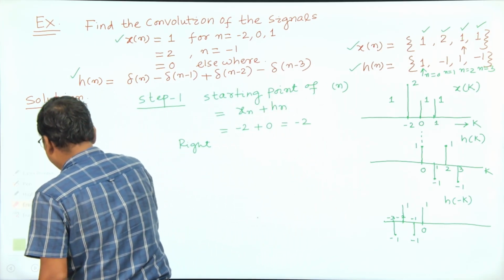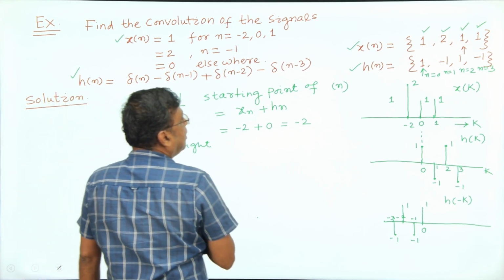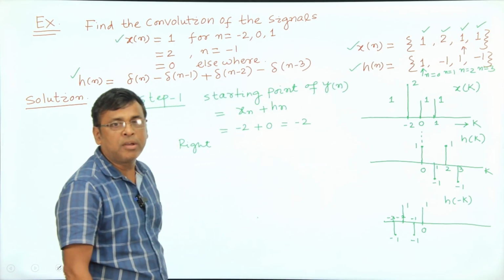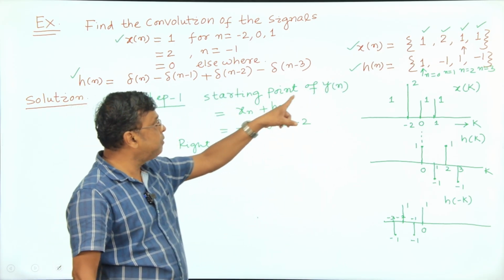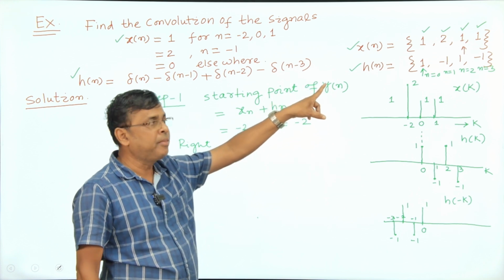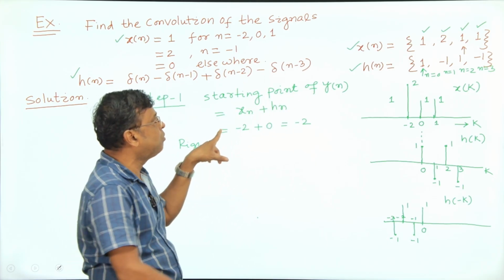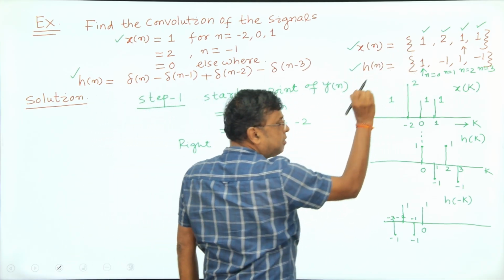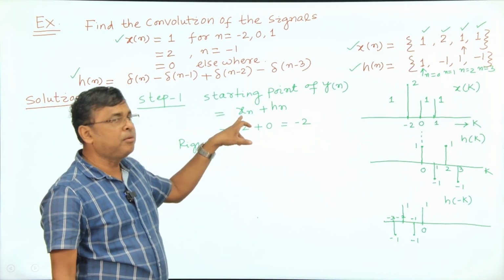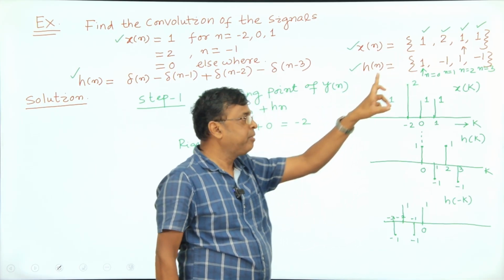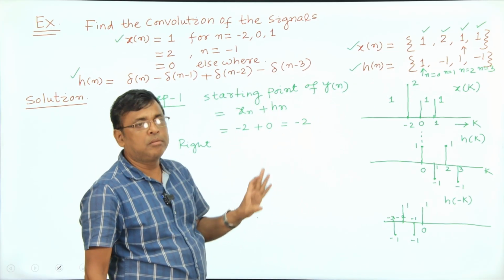Y of n means the sequence we are going to determine or evaluate. So that's the starting point of y of n. X of n and h of n are given. We have to find y of n, whose starting point must be equal to the starting point of x of n plus the starting point of h of n. The starting point of x of n is -2, and the starting point of h of n is 0. That's why -2 plus 0 is -2.